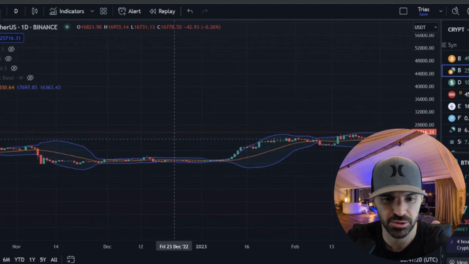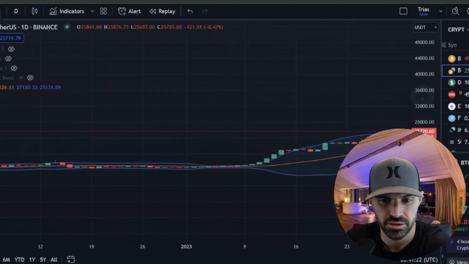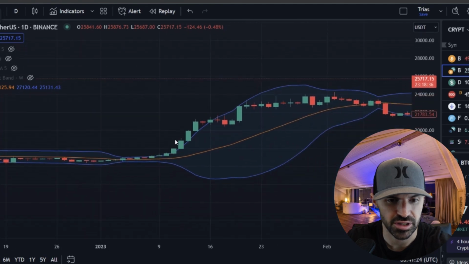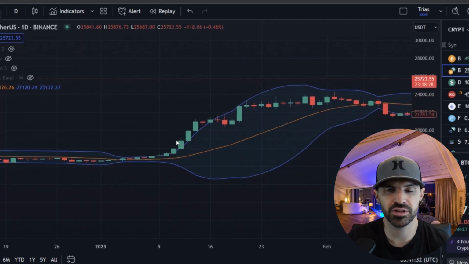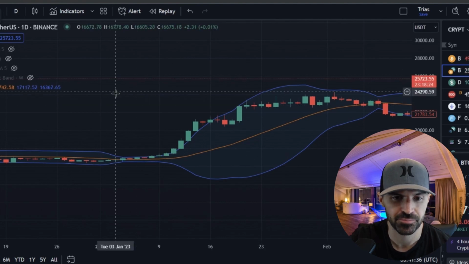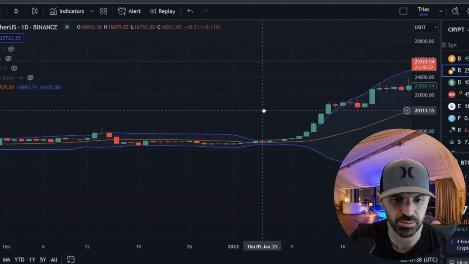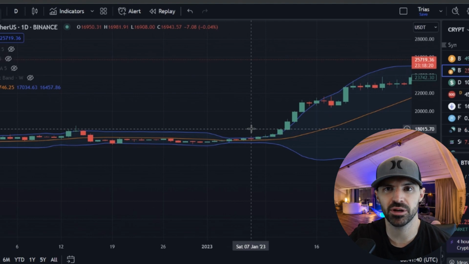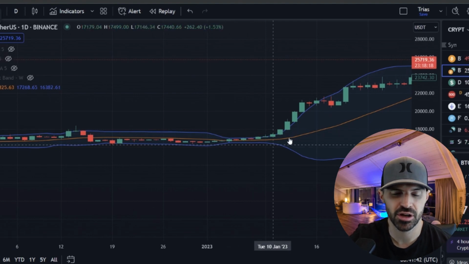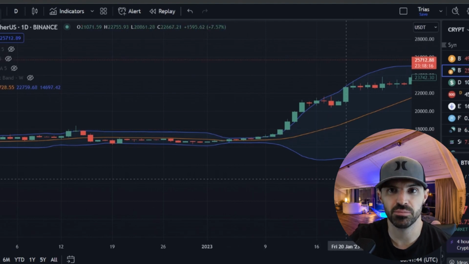I'll just zoom in here a little bit. So as you can see, the band got so tight, and then boom, the price moved upwards. So that is something that you have to keep an eye on. When the Bollinger Bands get really, really tight, you should expect a big move to follow.